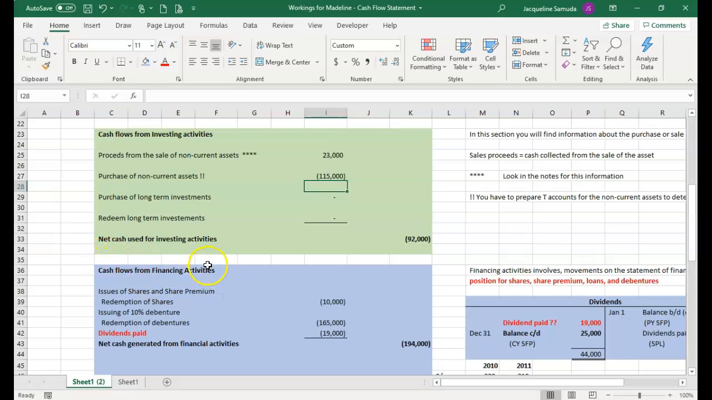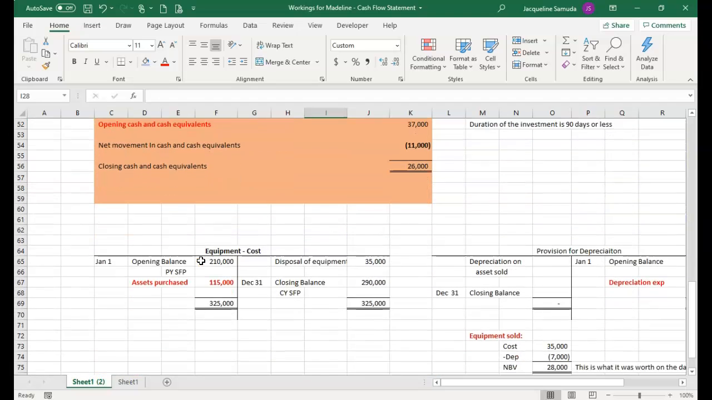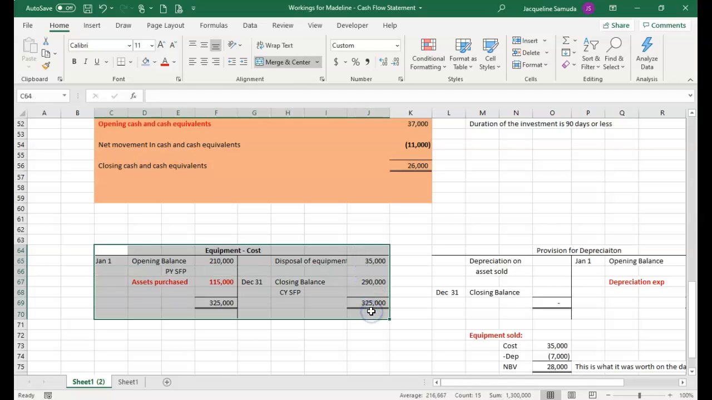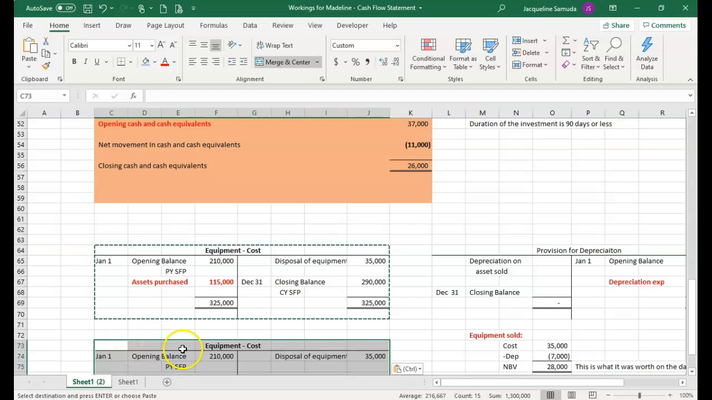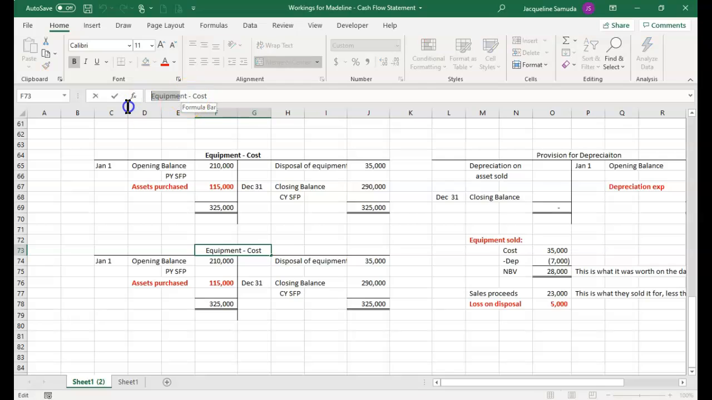But what did I tell you? You have to check all your asset accounts, because there's a building account, and I'm going to also check if any asset building was purchased. So I'm going to copy and paste my T account, and I'm going to refer to it as building.